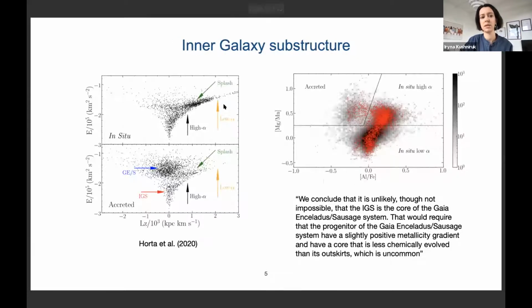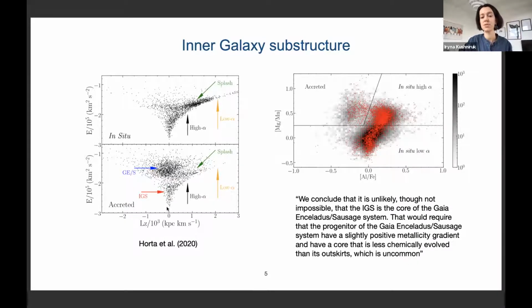Except that it's interesting to discuss the inner galaxy substructure. Why is it so interesting? Because, for example, if Horta et al., all these plots are from their paper, select stars based on magnesium, manganese, aluminum, iron, and, for example, plot just accreted stars, we can recognize Gaia Enceladus sausage and one more structure that has the same angular momentum. Also, they are separated with a gap, and that's, I think, particularly interesting.